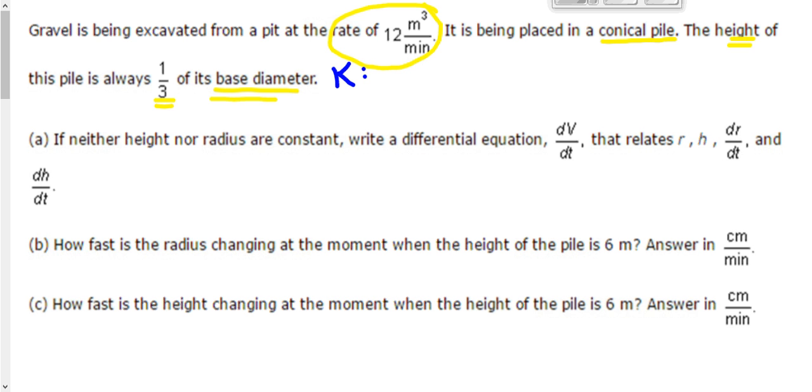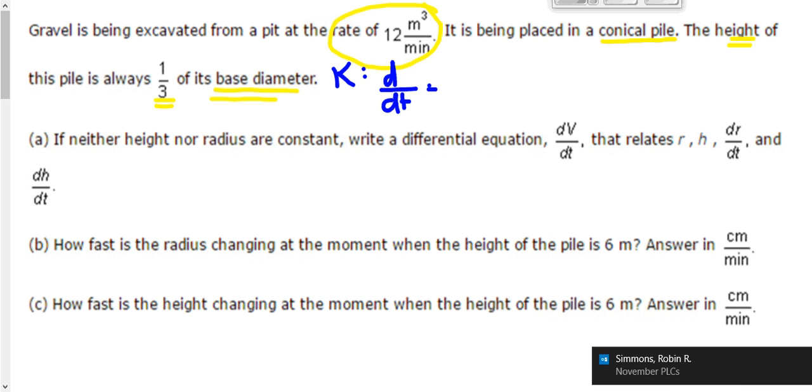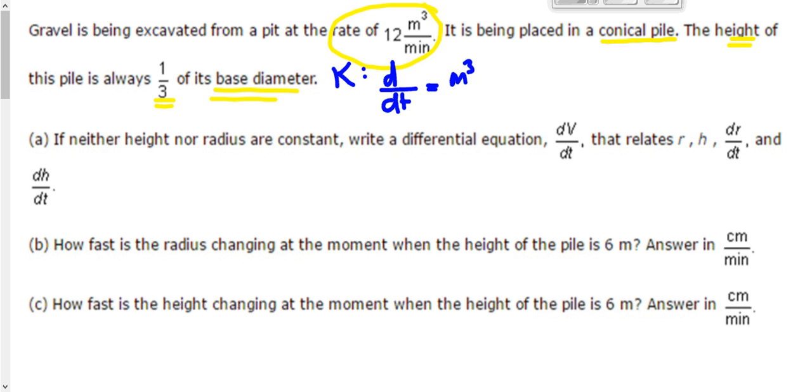The first thing that they give us is a rate. So let's see what kind of rate that is. So that means it's going to be a derivative. And this is going to be meters cubed. Let's leave some room for the number. 12 meters cubed per minute. So we need to figure out, what is this the derivative of? We know it's a derivative because it's a rate.